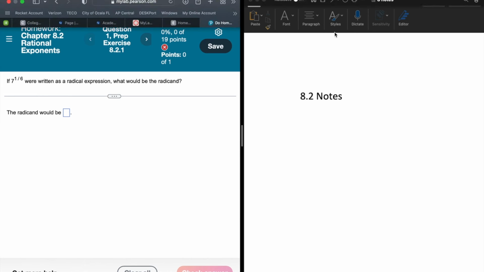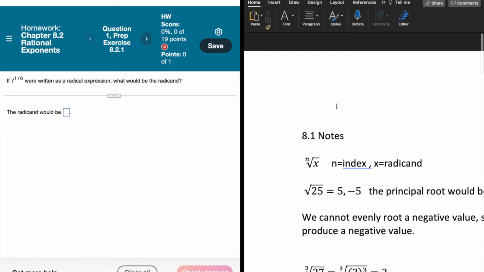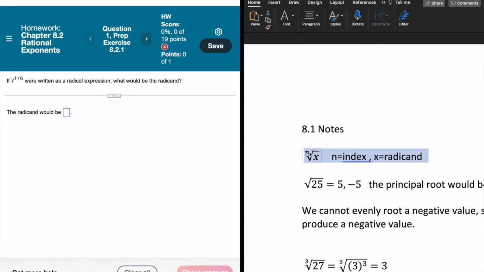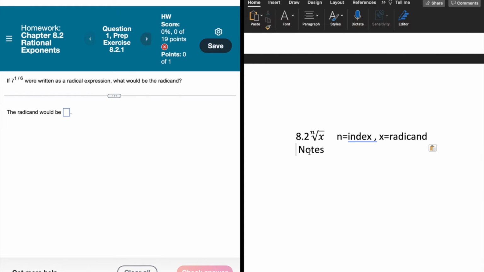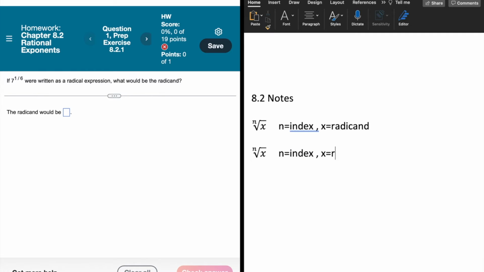All right, so on to 8.2. One thing we already discussed was this right here. An nth root means n is the index and x is the radicand. Now also, the key idea of 8.2 is that it turns out we can complicate this a little bit.